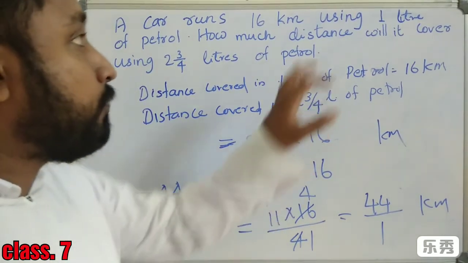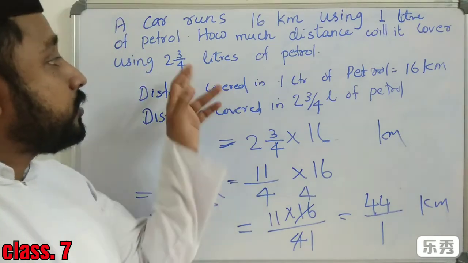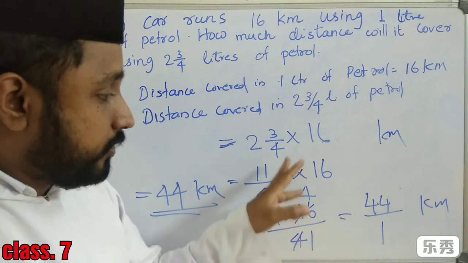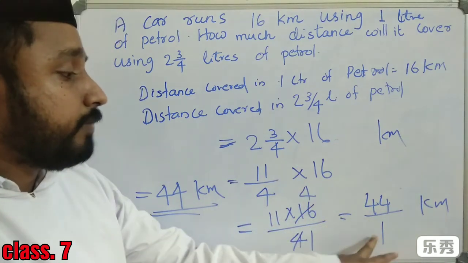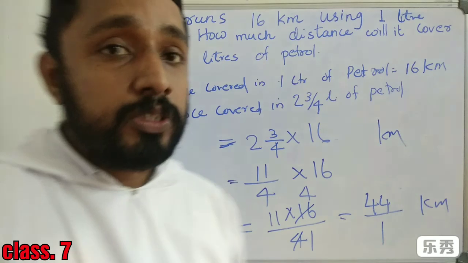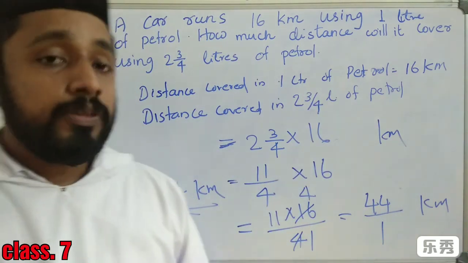So in 1 liter of petrol, it will cover 60 kilometers. Using 2 3 by 4 liters of petrol, 2 3 by 4 into 60, we will get the answer in kilometers. So using 2 3 by 4 liters of petrol, the car covers 165 kilometers.